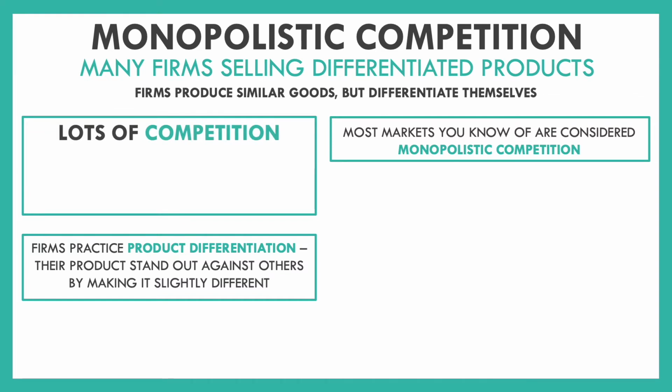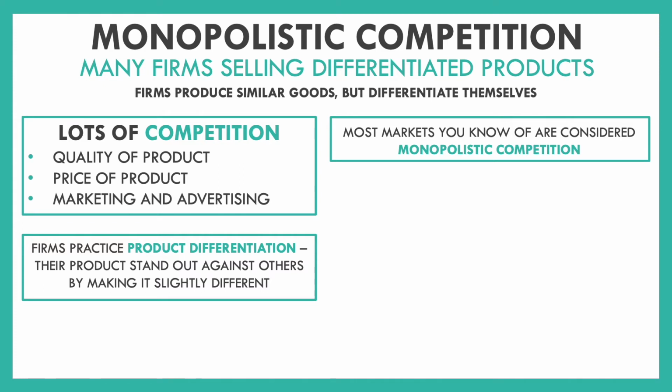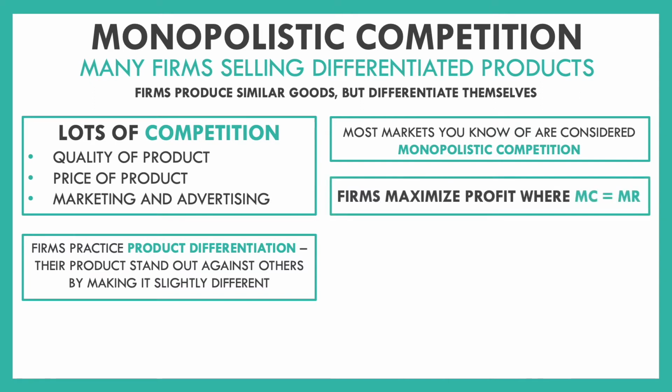So we end up seeing that in monopolistic competition, there is lots of actual competing, whether it's through the quality of the product, or through the price of the product, where they compete based on their prices, or through marketing and advertising, where they try to show what kind of product they have and who's using their product. We talk about influencers on social media, right? That's what that is. But just like perfect competition, in monopolistically competitive markets, all the firms also maximize their profit where marginal cost is equal to marginal revenue.